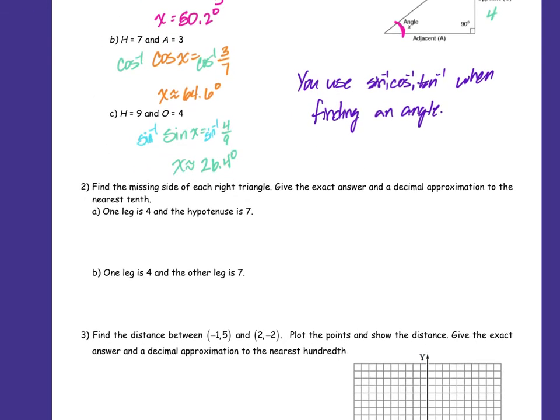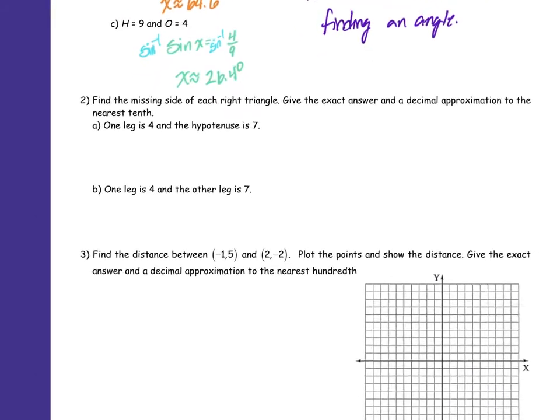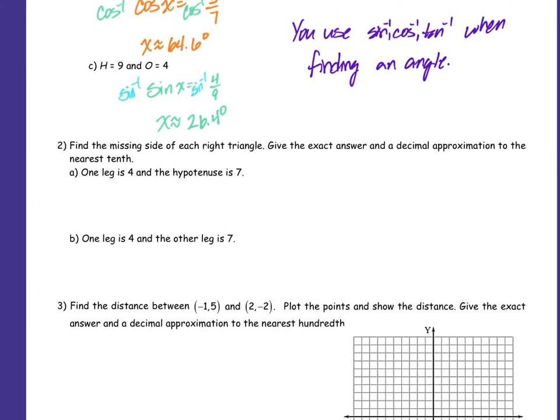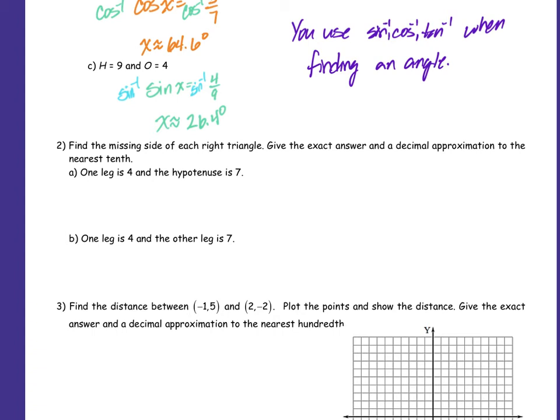Okay, so for the next 3, I'm just going to use the Pythagorean theorem. It says, find the missing side length of each right triangle. Give the exact answer and a decimal approximation to the nearest tenth. So I'm going to do A, you guys do B. It needs 2 answers. It needs the exact answer, that's the answer in simplest square root form. And then I put it in my calculator and find out what the square root is as a decimal.